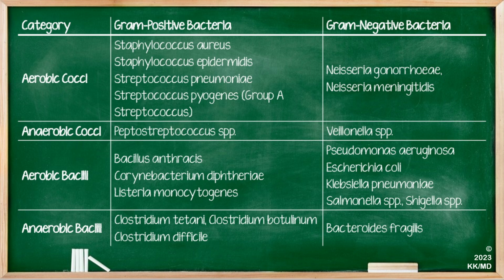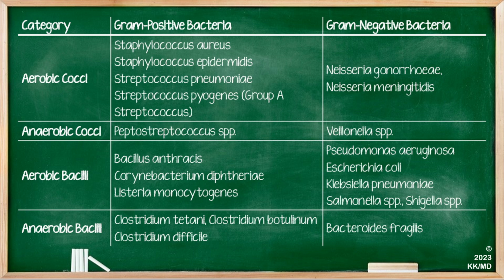The classic examples of gram-positive aerobic cocci do tend to be Staphylococcus or Streptococcus, so this is something to look out for in the exam. Whereas a classic example of a gram-negative aerobic cocci is Neisseria. Anaerobic cocci are rarer, and you may not hear about these in the exams, but a gram-positive anaerobic cocci example is Pseudomonas, and a gram-negative anaerobic cocci is Veillonella.